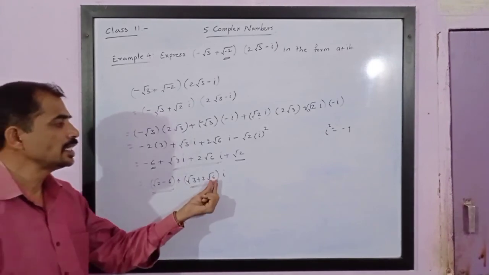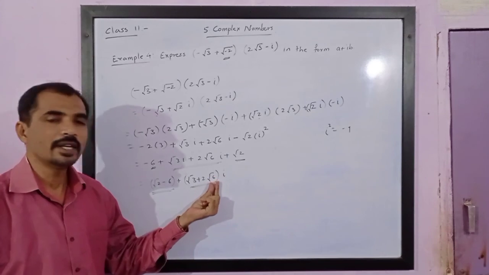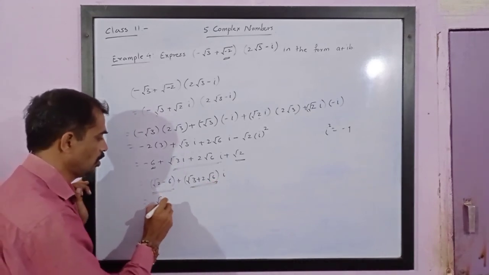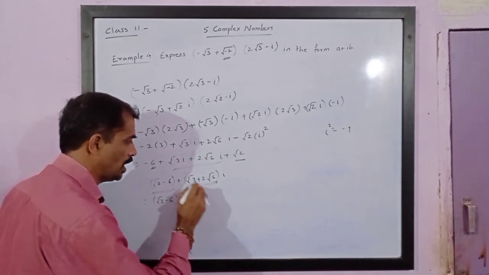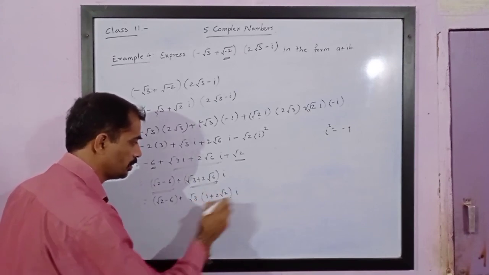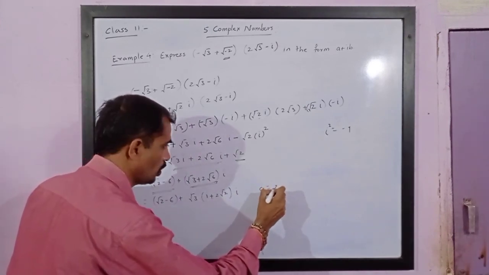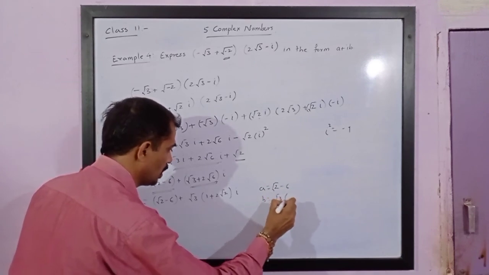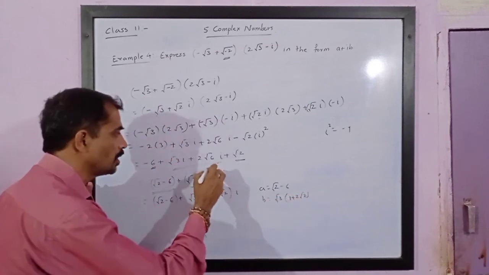Now please note, 6 is nothing but root 3 into root 2. In the first term we have root 3, in the second term also we have root 3. So root 3 can be taken out, and you will get root 2 minus 6 plus root 3 taken out, you will get 1 plus 2 root 2 i. So thus a is equal to root 2 minus 6 and b is equal to root 3 into 1 plus 2 root 2, or you can keep this answer as well.